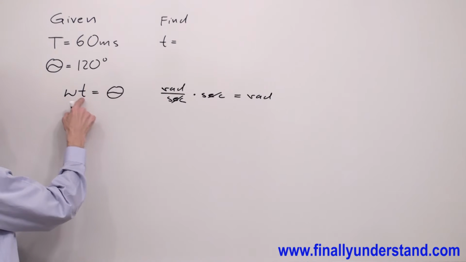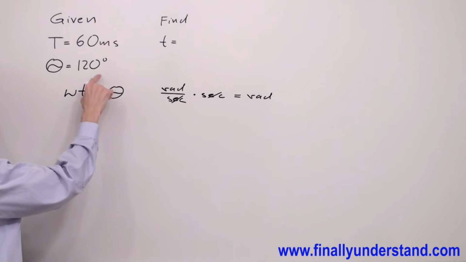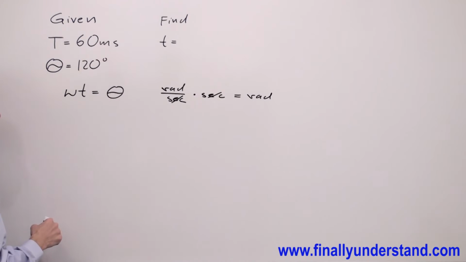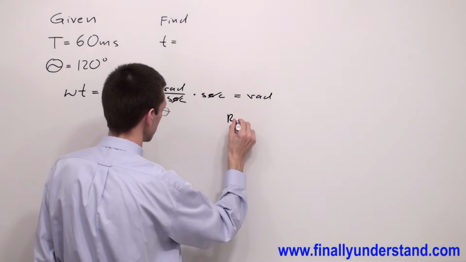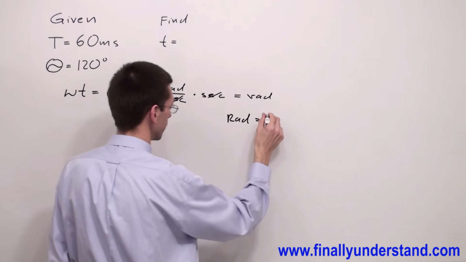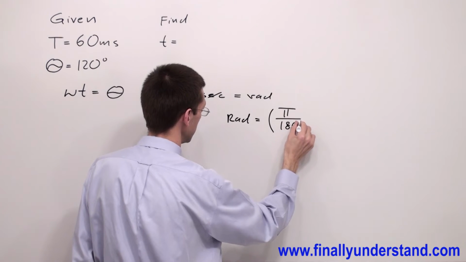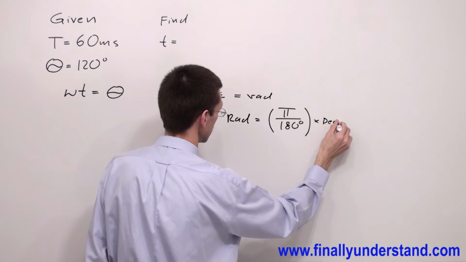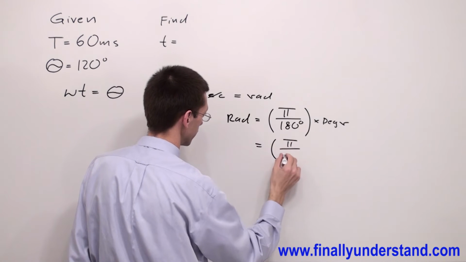But this angle is expressed in radians. This one is expressed in degrees. So what am I supposed to do next? I'm supposed to convert 120 degrees to radians. What I'm going to do right now is simply write the formula. Radians are equal to pi over 180 degrees times degrees. This is the general formula, and we simply plug in the value.